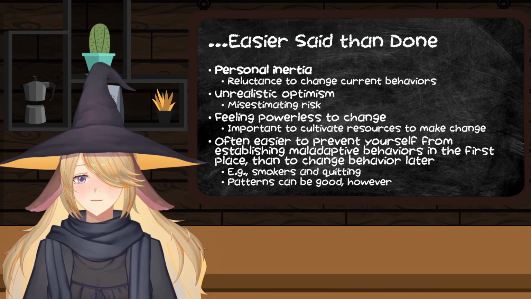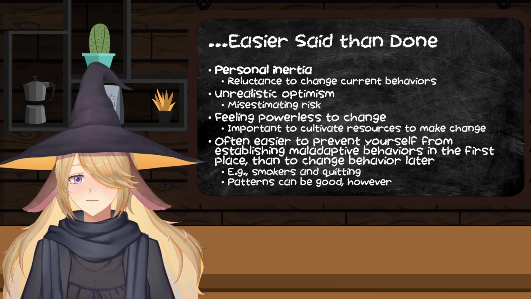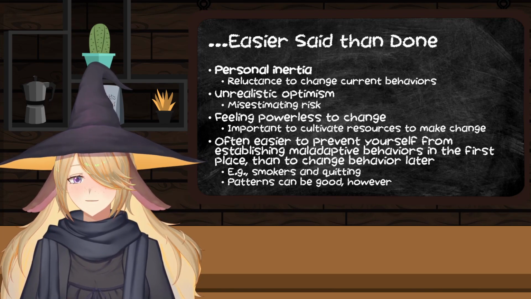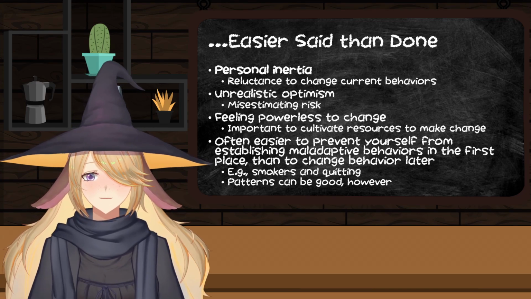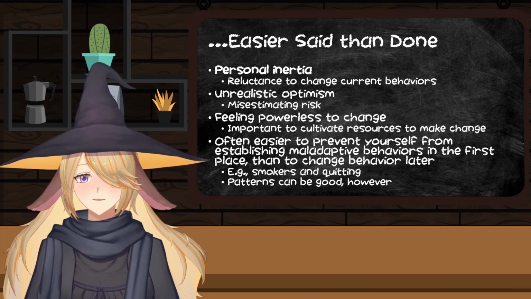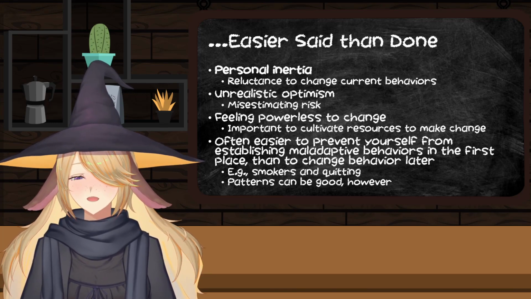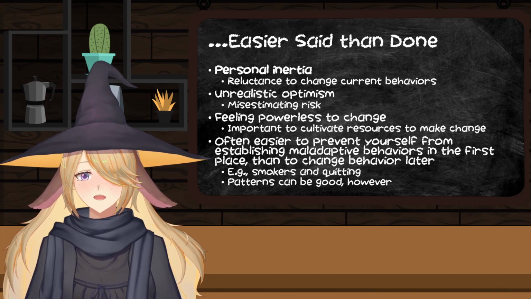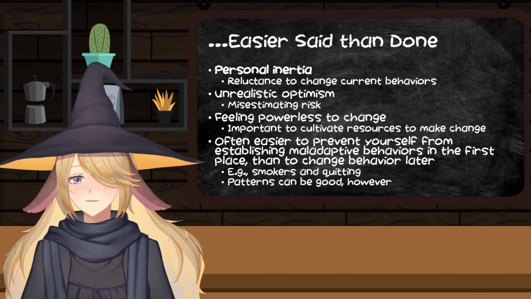So like I said, this is all easier said than done. People tend to be reluctant to change their current behaviors, and we also tend to be unrealistically optimistic about our levels of risk. So again, you have a little bit of a sniffle, it's probably just a cold. Even if you know that maybe you've been exposed to somebody and you're showing some minor symptoms, you might say, hey, it's not COVID, I don't have COVID, it's fine.